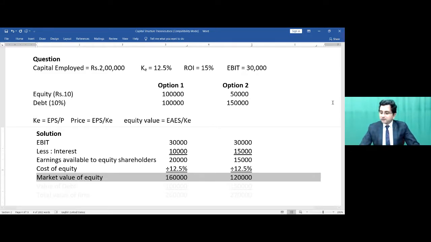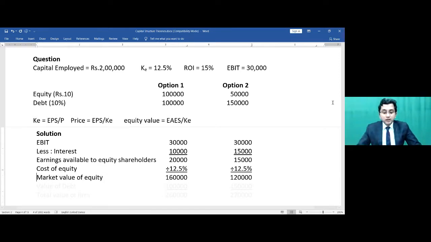See, you just check it. I hope you are carrying your calculator with you. 20,000 divided by 12.5%. Is it equal to 1,60,000? Just check it, please. And 15,000 divided by 12.5% will be equal to 1,20,000. This is the market value of equity.